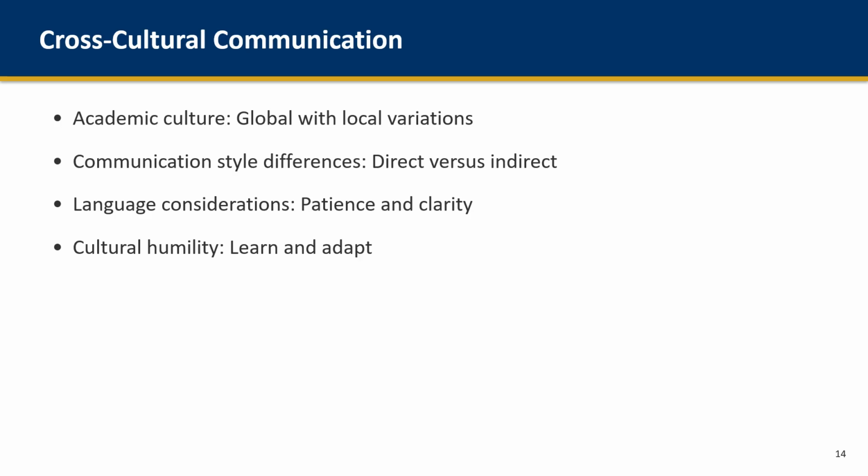Communication styles vary along dimensions like directness. Some cultures favor explicit direct communication while others rely more on context, implication, and indirect expression. Neither is superior, but mismatches can cause misunderstanding. Awareness of these differences helps you interpret others' communication and adjust your own. Language considerations matter when communicating with non-native speakers of your language or when you are the non-native speaker. Speak clearly and avoid idioms that may not translate. Be patient with communication that takes longer. Clear writing helps everyone regardless of native language.